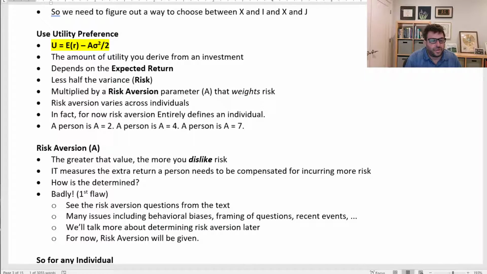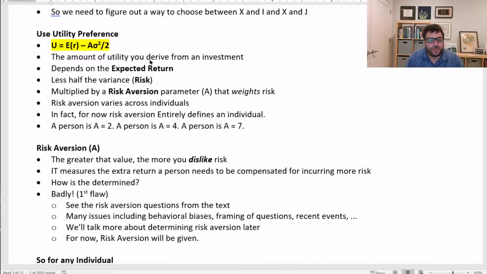So to choose between two assets in which neither dominates the other, we're going to use utility preference. The idea is that for every asset, we have an expected return and we have some risk. We can plug those into this utility function, and given something about a person, we can figure out how much utility this person derives from this investment. And we can compare the utility of two different investments, and we're going to assume that the investor will choose the investment that gives them the higher utility.